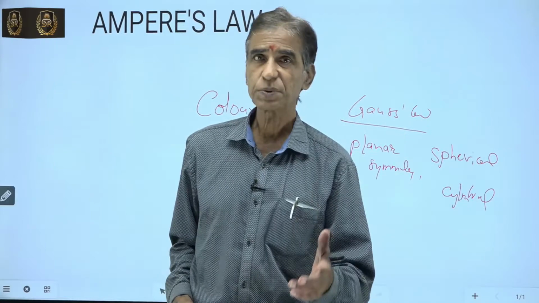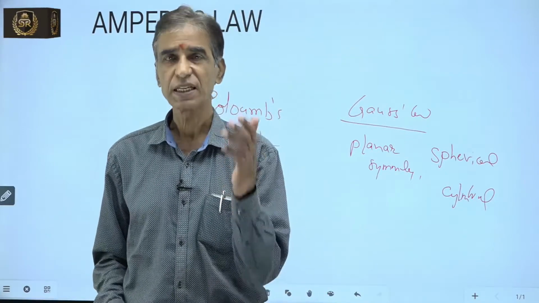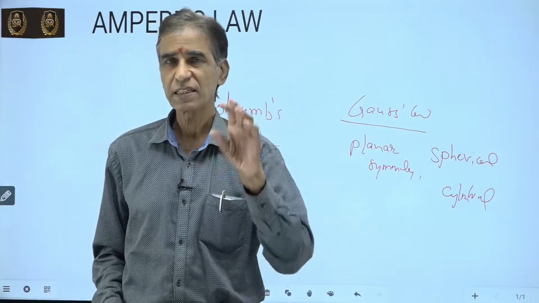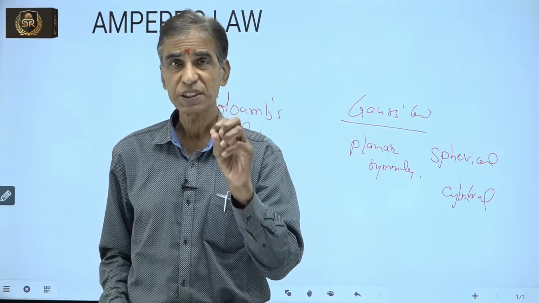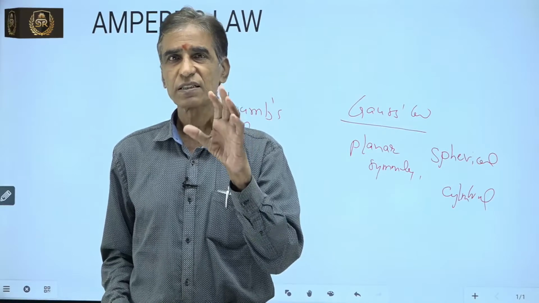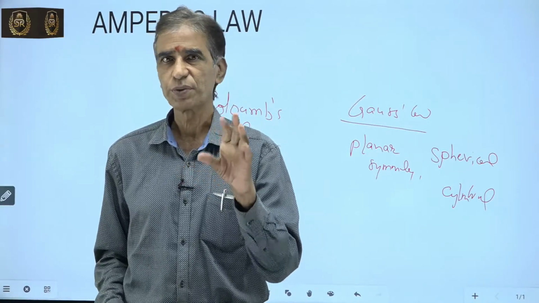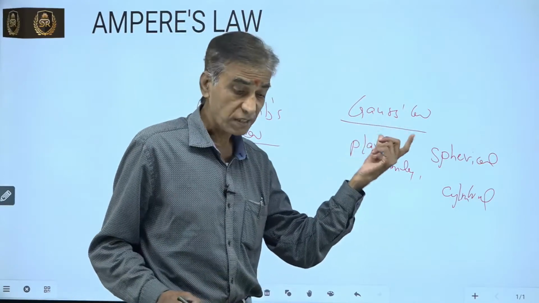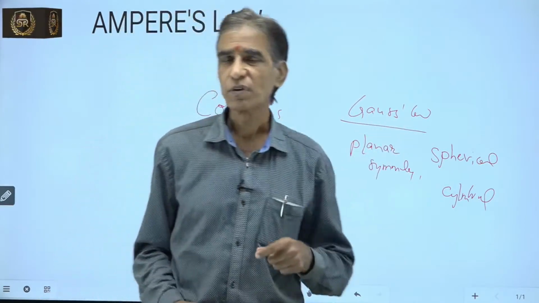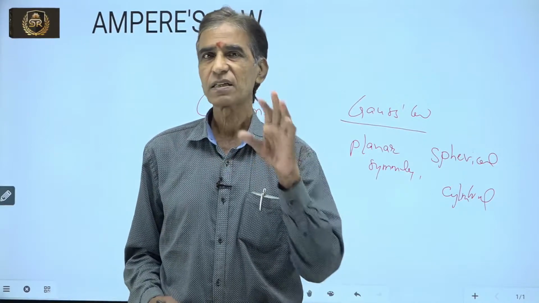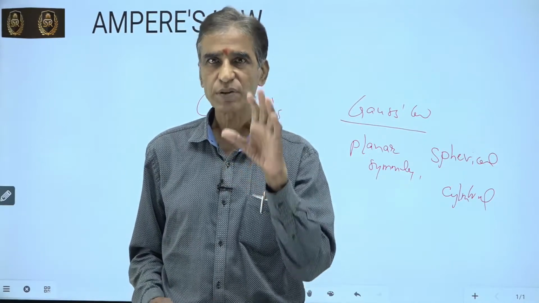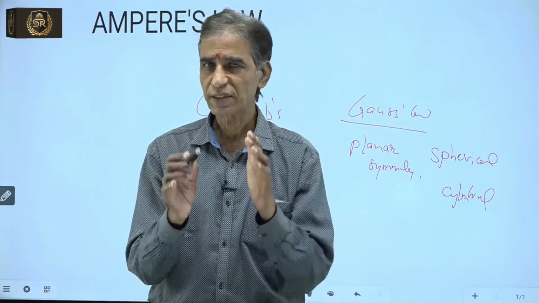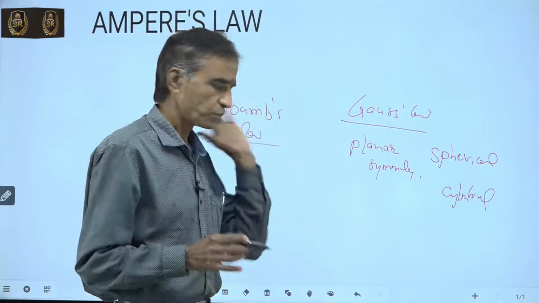If the charge distribution has some sort of symmetry, then it becomes very convenient and time saving to calculate the electric field due to the symmetric charge distribution. In that case, we use Gauss law. But Gauss law is not independent. Gauss law can be derived from Coulomb's law, so it is not a separate law.